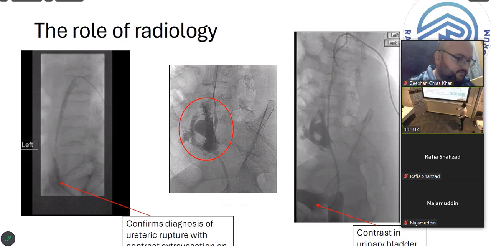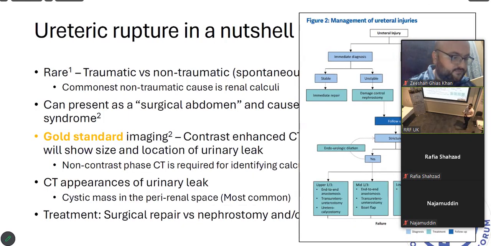So, ureteric rupture in a nutshell. They're rare. They can be classed into two main groups, traumatic or non-traumatic, also known as spontaneous. In terms of non-traumatic causes, renal calculi is the most common cause, but other causes include connective tissue disease, retroperitoneal fibrosis, any compression of the renal system, so pelvic or abdominal masses.